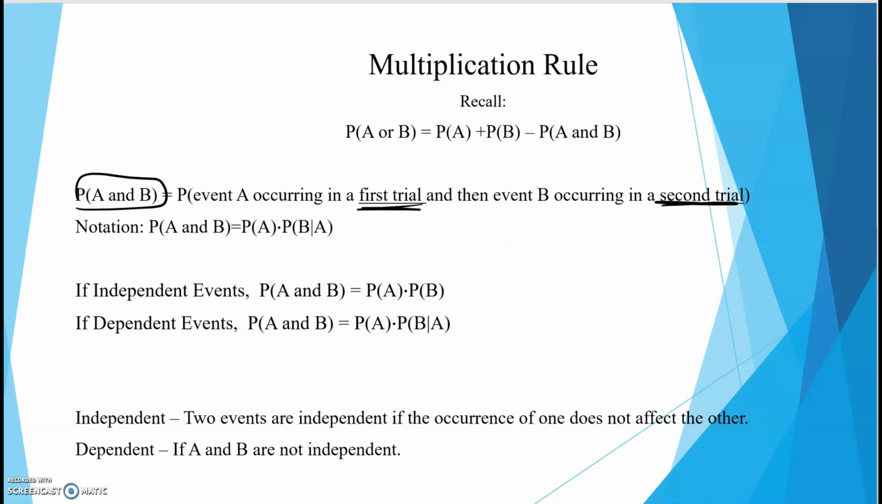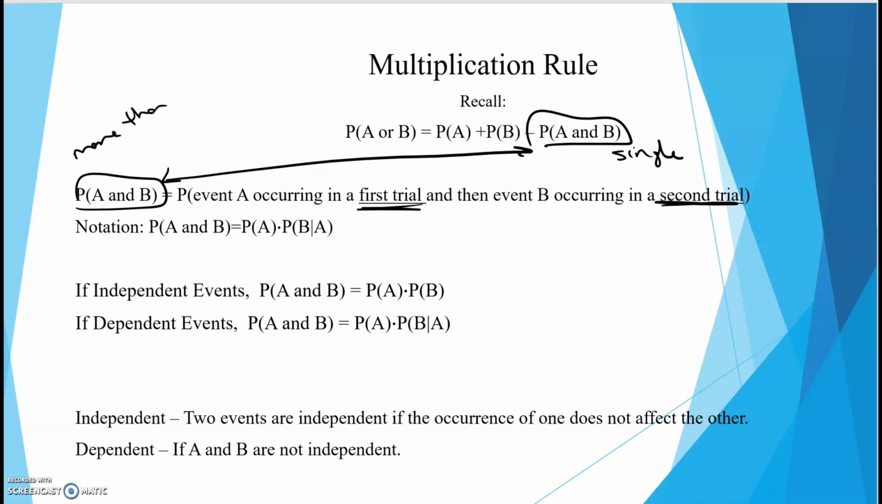Remember, in an OR probability, we also had the probability of A and B. The difference between these two is that this one is a single trial. This one is more than one trial. We also need to ask, are these events independent or dependent? Whereas in an OR probability, we had the addition rule, and we ask, is it disjoint or not, or mutually exclusive or not?